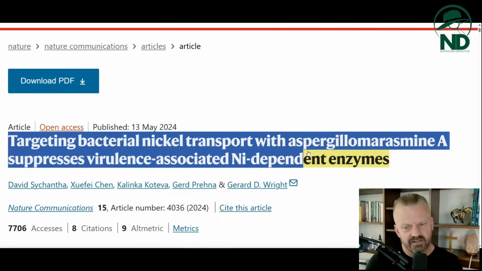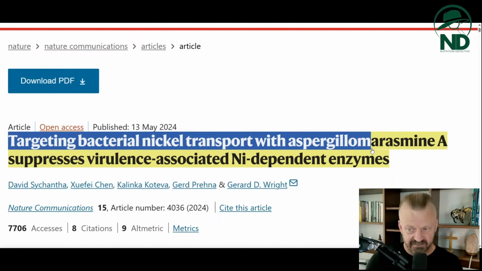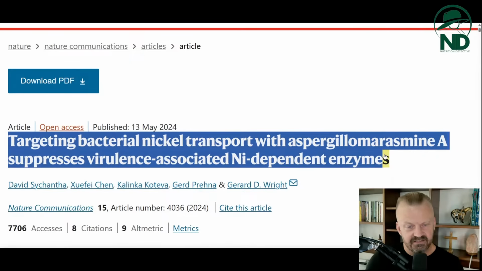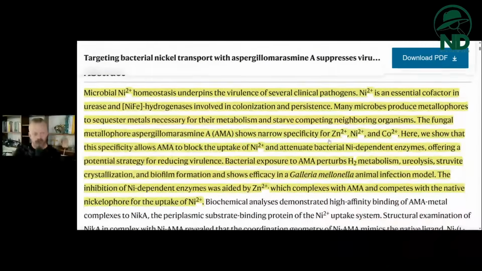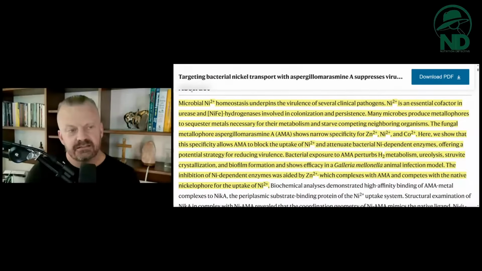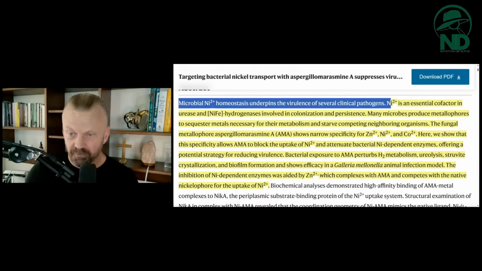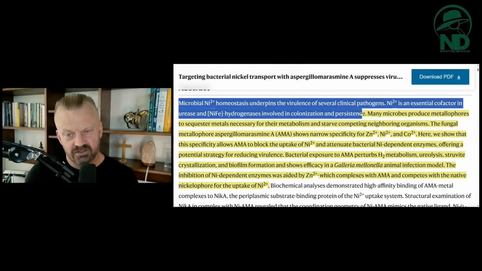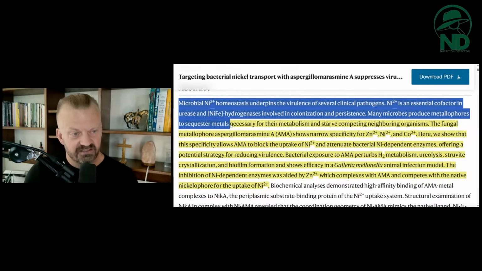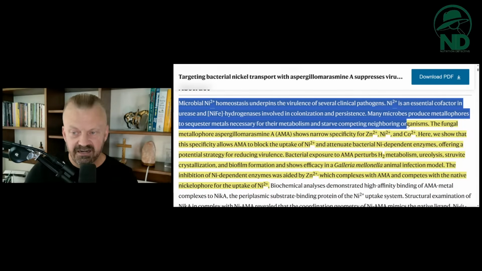Targeting bacterial nickel transport with Aspergillomarasmine A suppresses virulence-associated nickel-dependent enzymes. Wait, so what did they do? Microbial nickel homeostasis underpins the virulence of several clinical pathogens. Nickel is an essential cofactor in urease and nickel-iron hydrogenases involved in colonization and persistence. Many microbes produce metallophores. Those are things that like metals, to sequester or grab onto metals necessary for their metabolism and starve competing neighboring organisms.